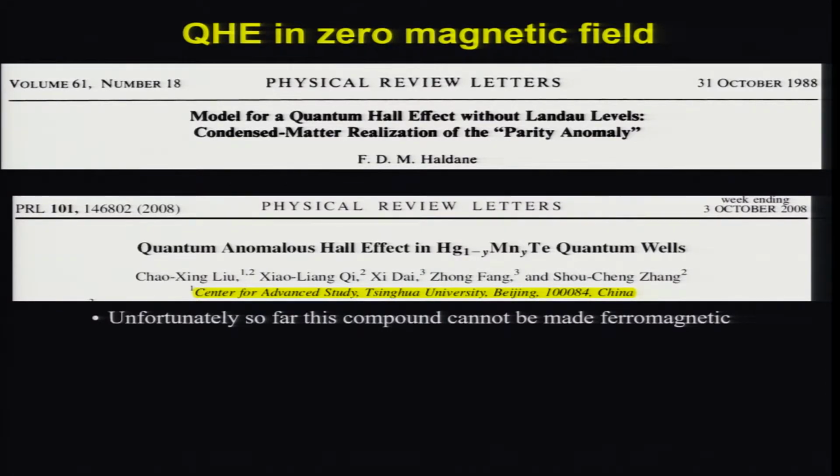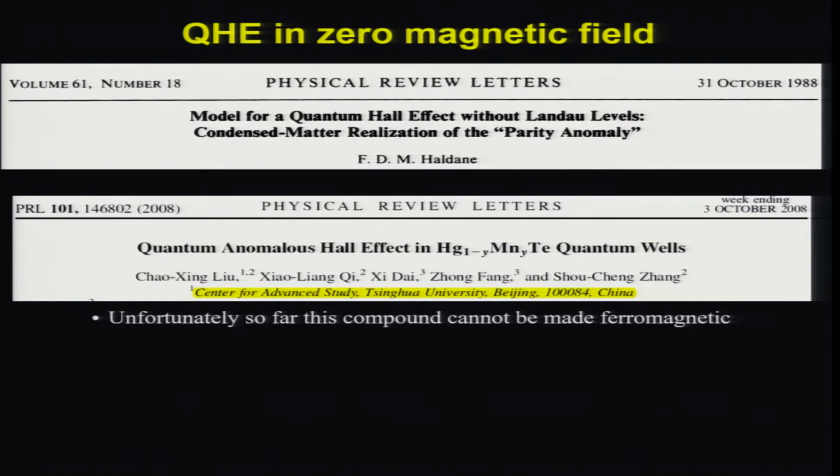So in 2008, there was this very interesting theoretical proposal by Chaoxing Liu, Xiaoliang Qi, Shoucheng Zhang, et al. Actually, at that time, Chaoxing was a graduate student at Tsinghua. He visited Würzburg University and heard about this mercury telluride quantum well. It was claimed by the Molenkamp group that the quantum spin Hall effect had been discovered in this quantum well.